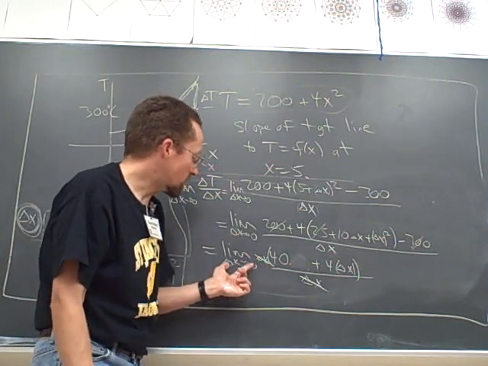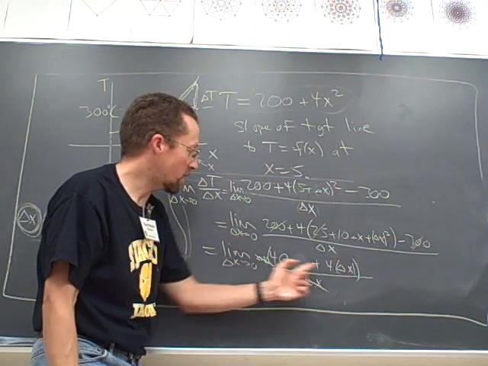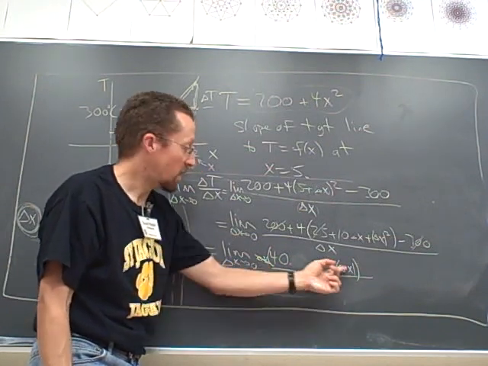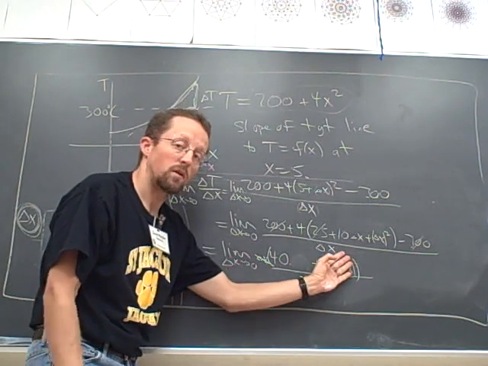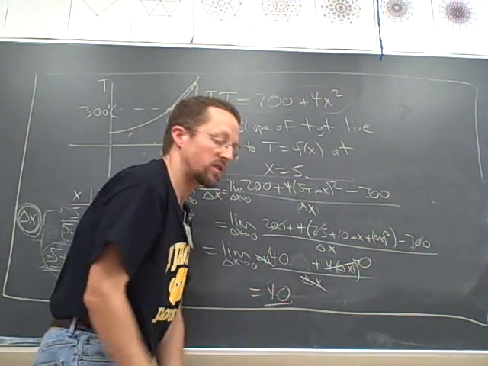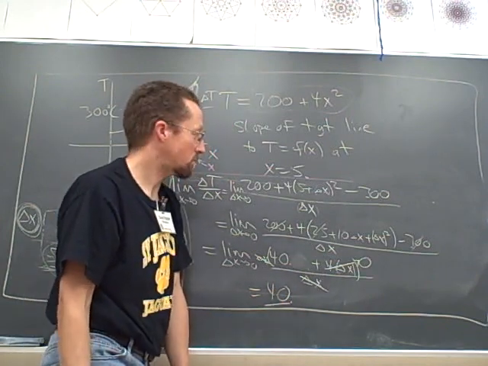And now look what I'm doing. I'm taking the limit as delta x, this quantity is going to 0, of 40 plus 4 times delta x. That's certainly a polynomial in delta x. As delta x goes to 0, that just goes away. And that's another way to get that magic number 40.